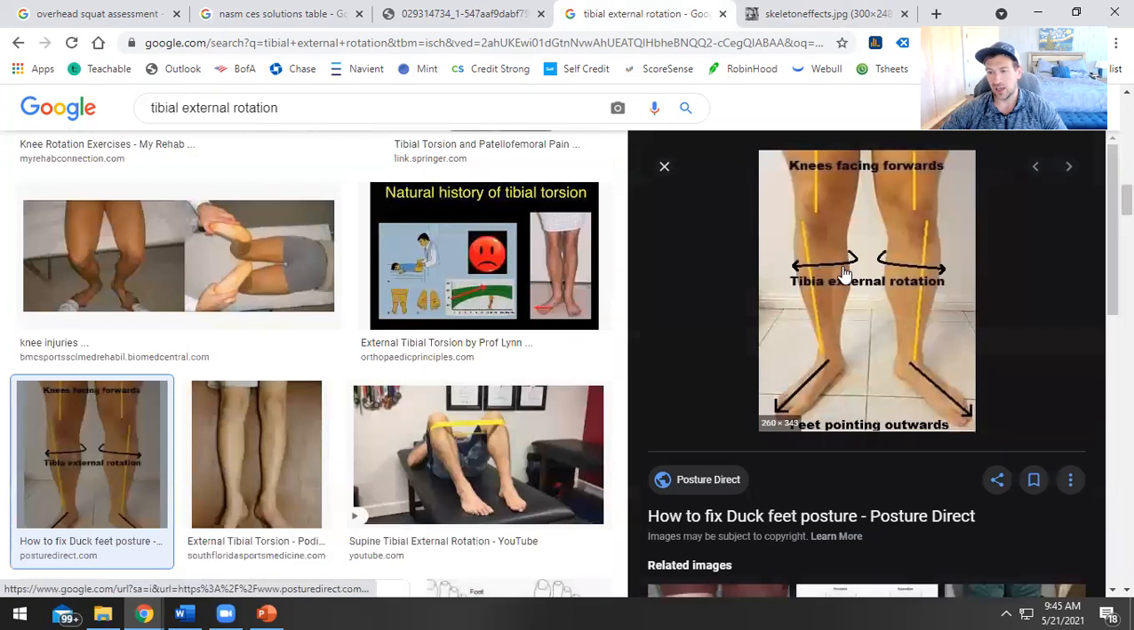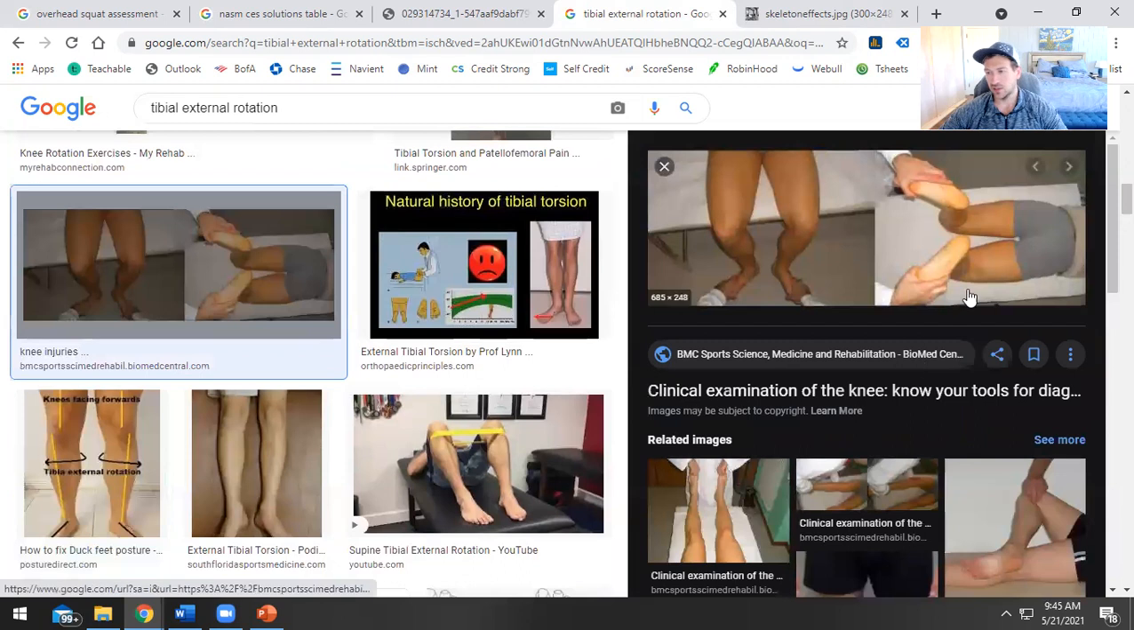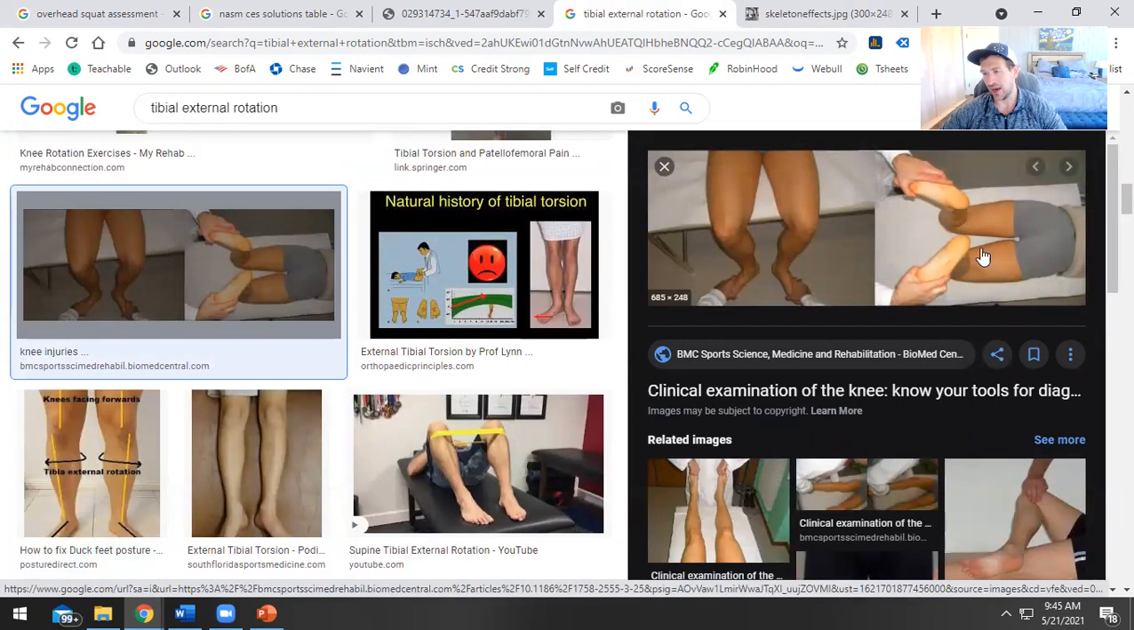You can kind of see right here, right? Biceps femoris short head, that hamstring muscle, which lives right here behind the back of the knee on the outside portion of the thigh. Actually, you can even see it. See the little divot right there? This person's contracting when they do that. You can actually see that biceps femoris contract. That's what draws the tibia this way.